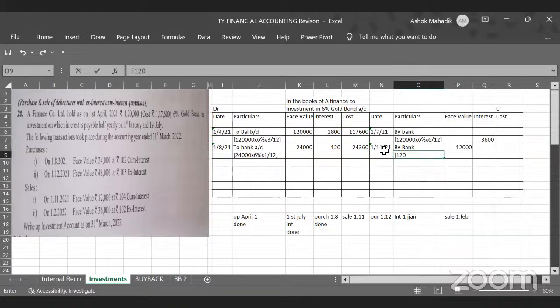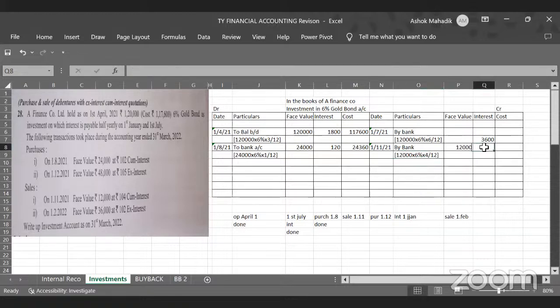Face value of investment sold is 12,000 into 6% into the time period which has lapsed since the last interest payment. Last interest was paid in July. Just look at the above transaction. From then till now: July, August, September, October. Yeah, 4 months have lapsed, right? The transaction is taken on 1st November, so don't count November. So July, August, September, and October, 4 months have lapsed. So into 4 divided by 12.